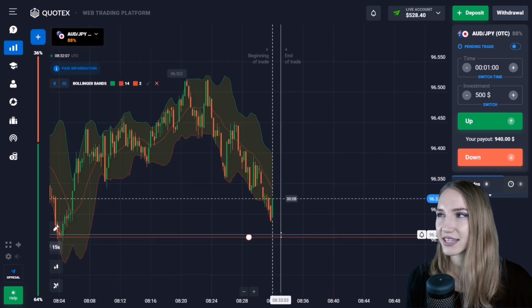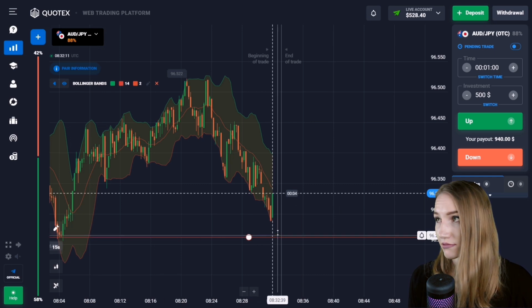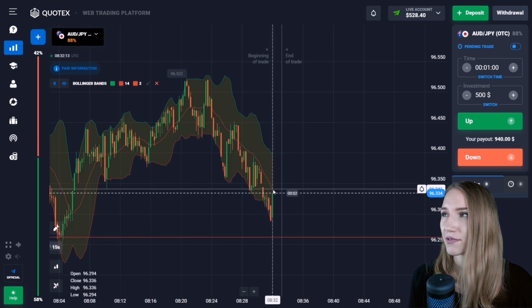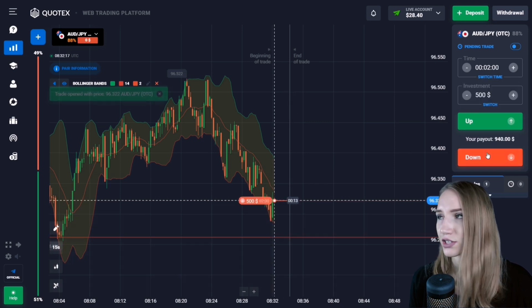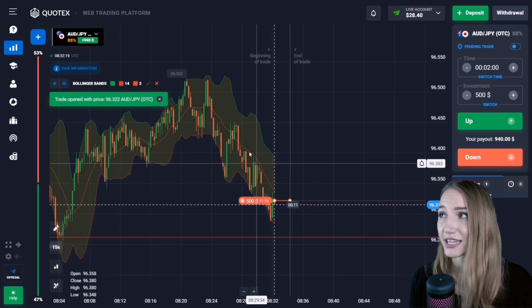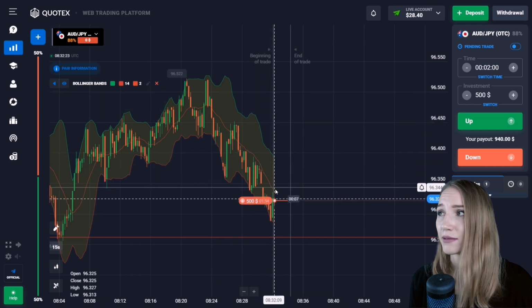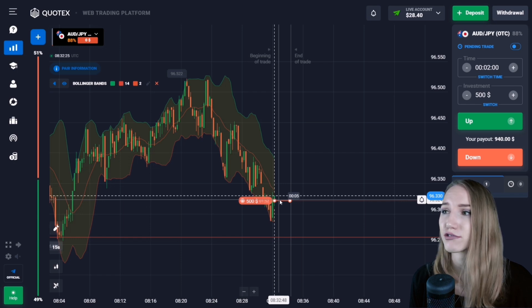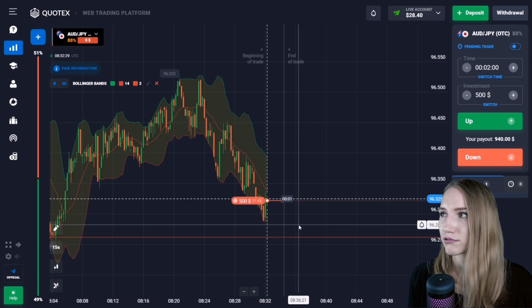So here you can see this is the support level. I'm showing you this, and also the price bounced to the moving average of this indicator. Here I will open a trade down for 2 minutes. The moving average is the resistance line from which the price is bouncing and moving down due to this downtrend. Exactly this situation we are working out right now.